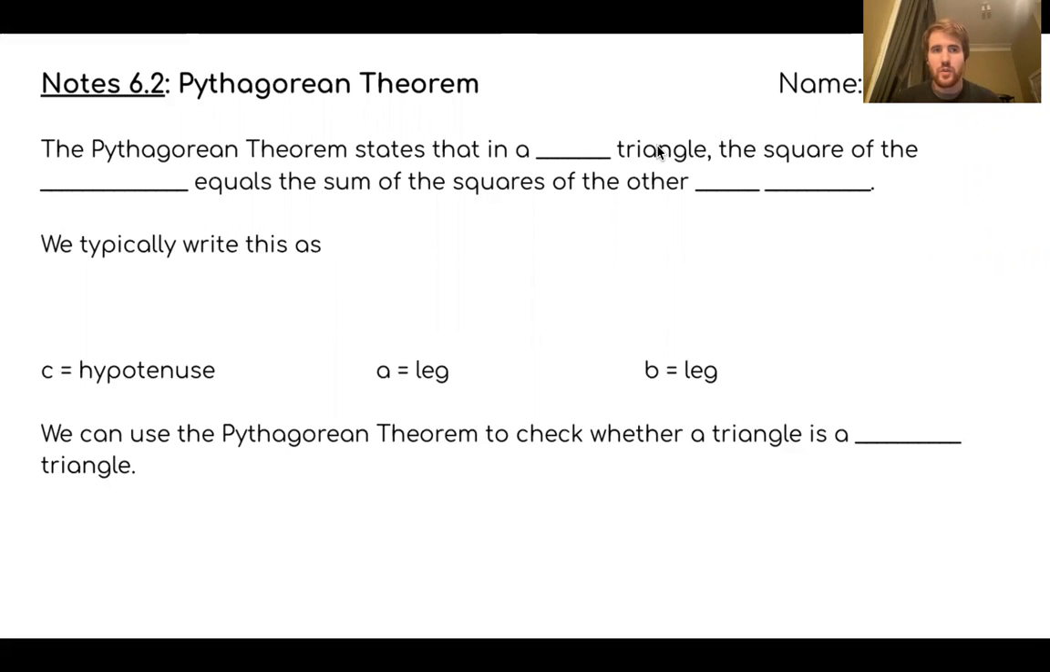Hello, everyone, and welcome to our second set of notes for this unit. This is about the Pythagorean Theorem. Hopefully, this is something you've seen before, but I know a lot of you may have forgotten it, so I wanted to make this video just going over it so you have access to these notes.